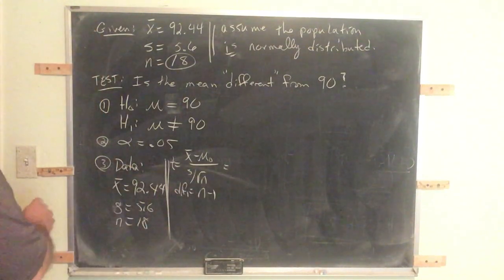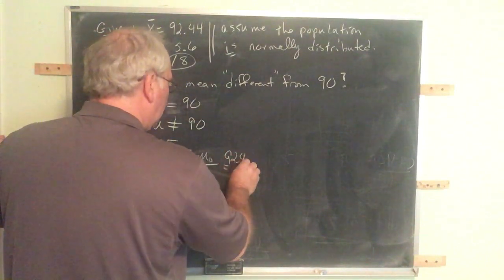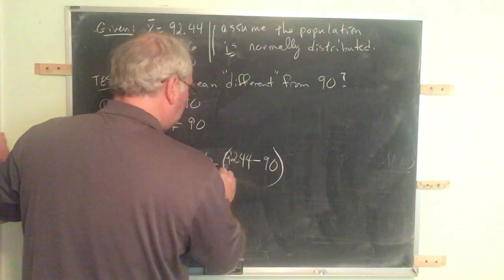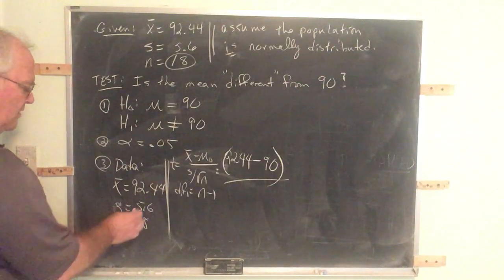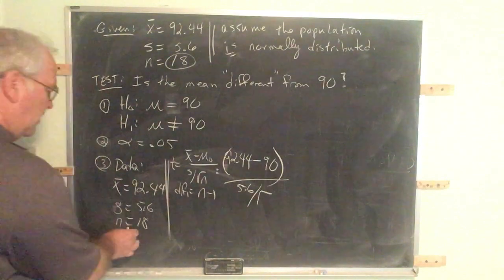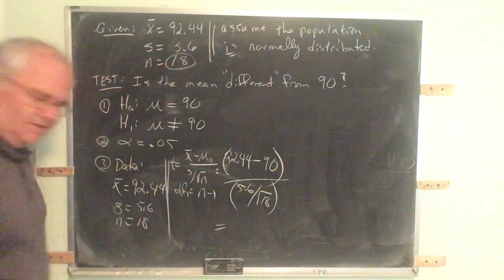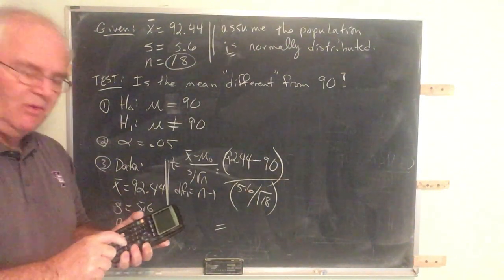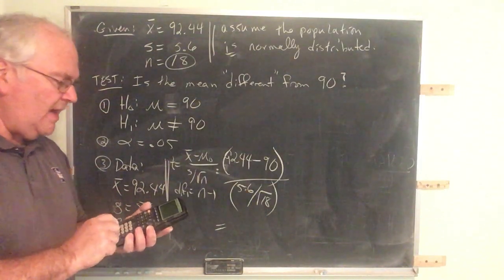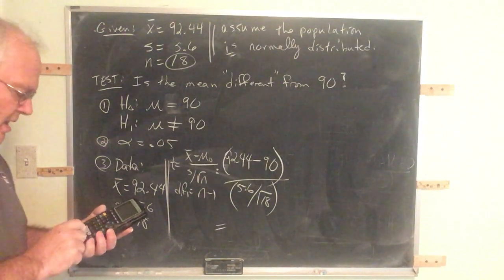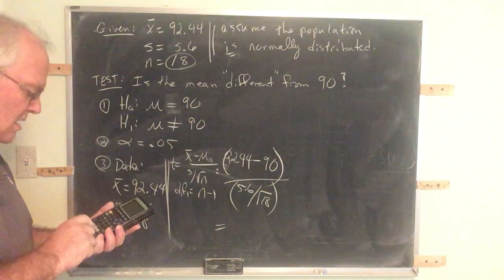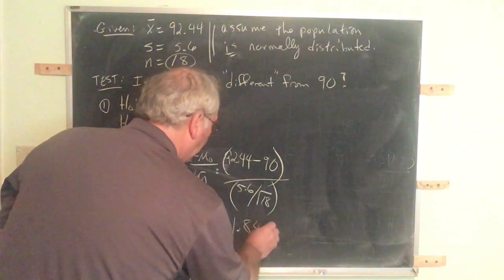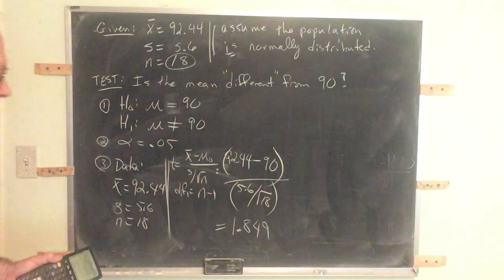So what do we have here? x bar is 92.44, minus mu sub 0, which is 90, over s divided by square root of n, that's 5.6 over the square root of n, which is 18. And so let's see if we can actually do this computation here. I'm going to see if I can make this calculator function. Open parenthesis, 92.44 minus 90, close, divided by open parenthesis, 5.6 divided by the square root of 18, close. And my number is 1.849. I'm going to round my value to 1.849.